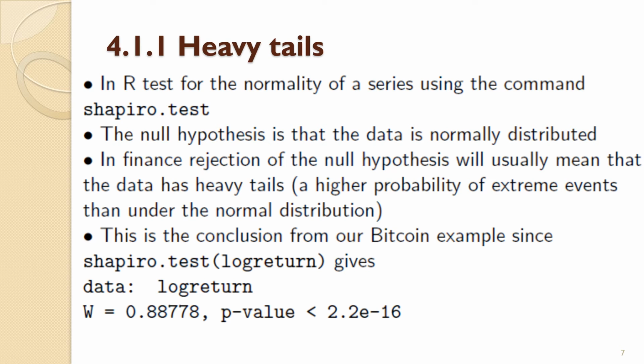So for the first one then, heavy tails. In R, the easiest thing to do here is to test the normality of the series using the command Shapiro.test. The null hypothesis is that the data is normally distributed, and whilst this isn't necessarily true more generally, certainly in finance, rejection of the null hypothesis would usually mean that the data has heavy tails. What this means is just you have a higher probability of extreme events than under a normal distribution.